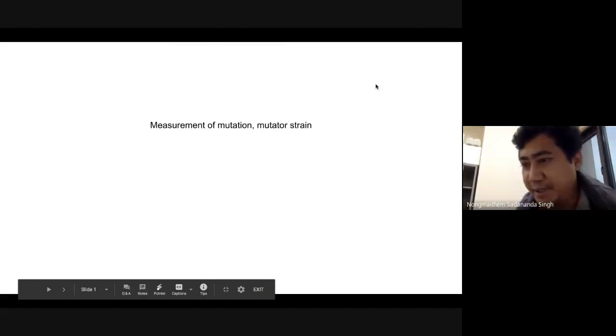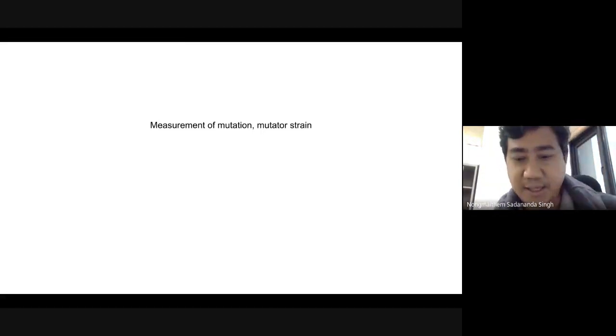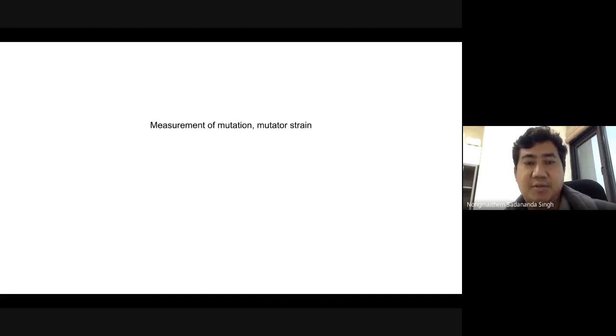So, when I was looking at the syllabus, what I came across is some of the stuff we haven't covered yet. That is how to measure the mutation frequency or rate of mutation. Then we have the mutator strain, and the concept of a mutator strain. Before going into the measurement of mutation, either the mutation rate or frequency, let's go ahead.